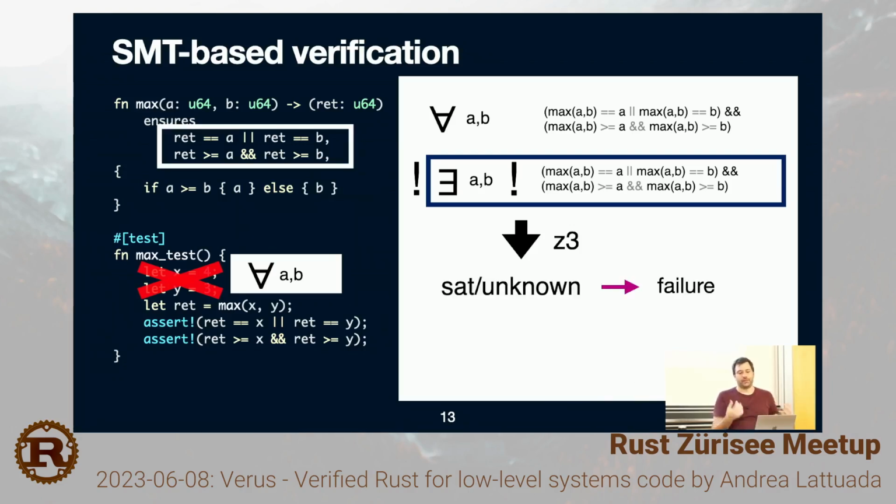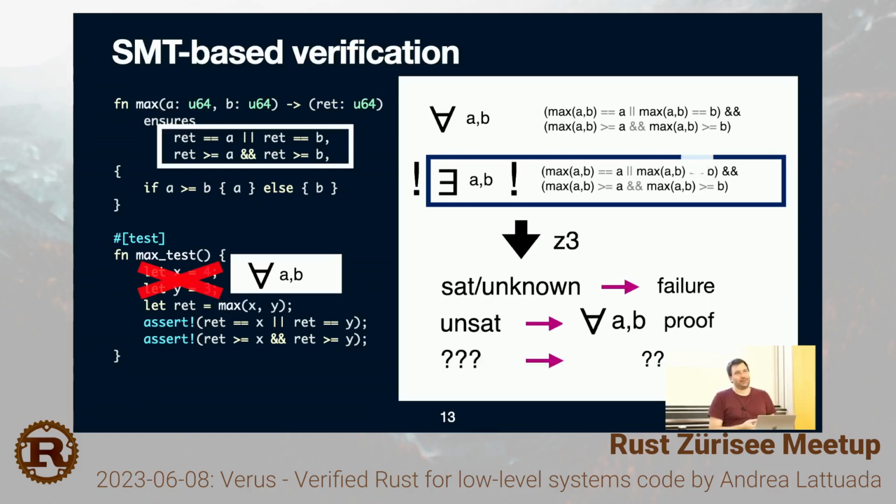And so if Z3 says sat or unknown, so there exists an assignment of variables that falsifies what we were trying to prove, then we failed. And if it says unsat, it means that Z3 can prove that there is no assignment to A and B that could falsify our postcondition. So we know that for every possible A and B, that's true.